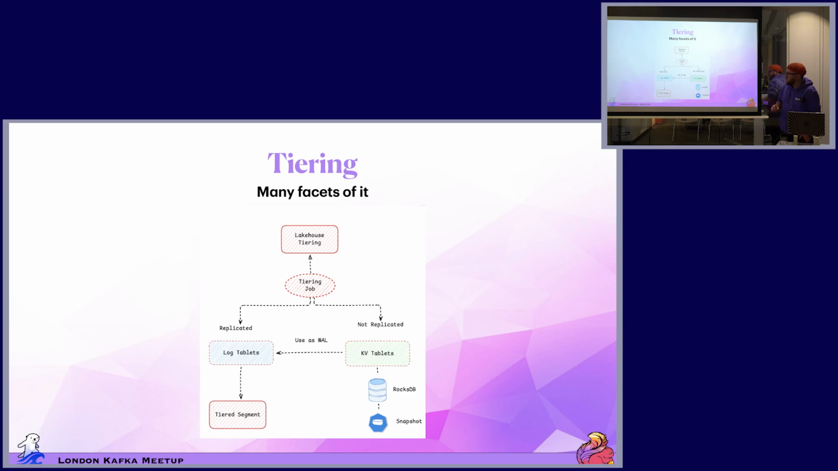So key value tablets have a durability guarantee by RocksDB, and then there is not exactly tiering, but RocksDB has snapshots. So imagine this stuff is not replicated. What happens if we need to move this stuff to another node? It would be a problem. Well, kind of, because you can restore from a RocksDB snapshot and then apply tiered segments. So that's the whole idea.